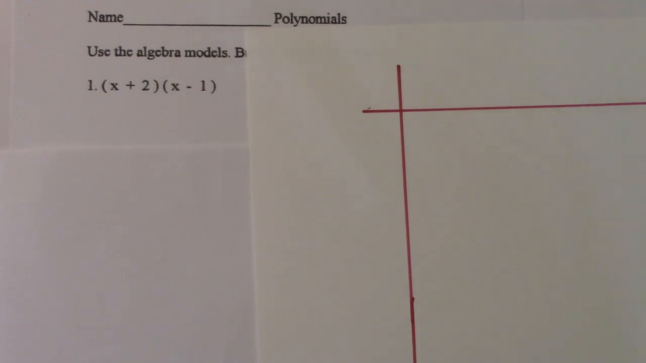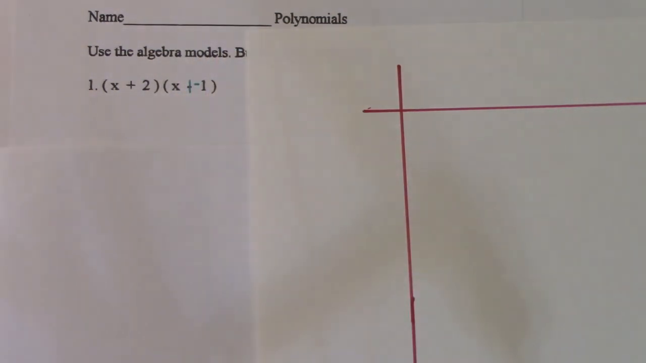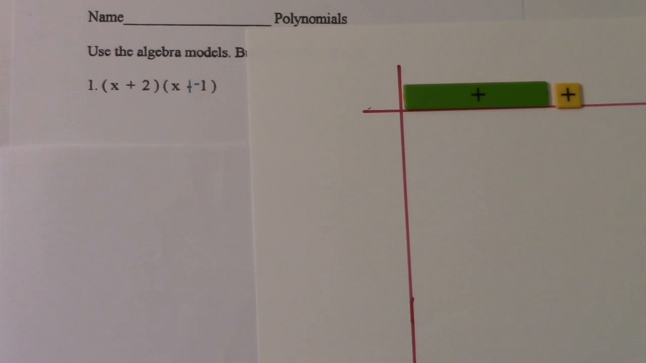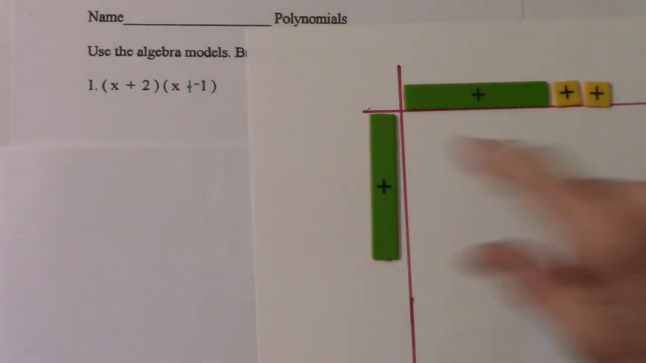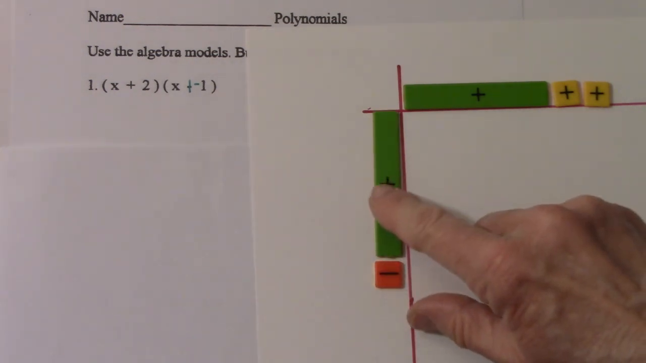Okay, let's look at this question where we have the quantity x plus 2 times the quantity x minus 1. First of all, I'm going to change this to plus a negative. So now I have the quantity x plus 2. Here's my x, plus 2, times x minus 1, or x plus a negative 1.